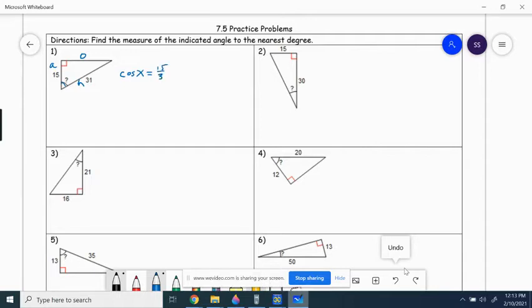15 over 31. If you're struggling to remember the order, remember SOHCAHTOA, and that should help you with that.